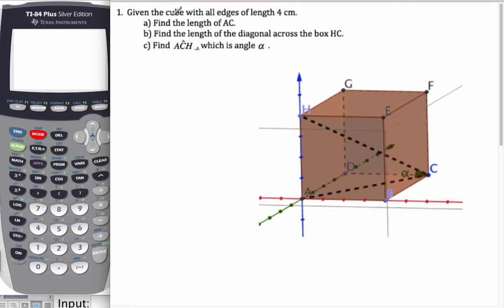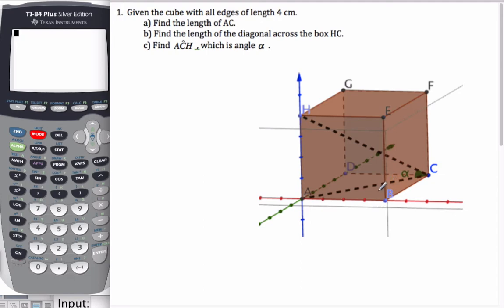We're given a cube with all edges of length 4. So that means it's 4 centimeters by 4 by 4. Every distance is 4, and we can see that also on the axis that is there. And we want to find the length of AC, which is down along the bottom, and then the diagonal across, and then the angle at the end.